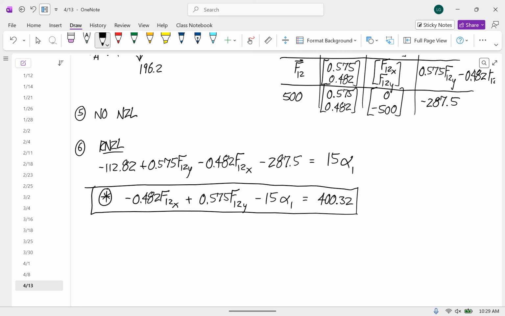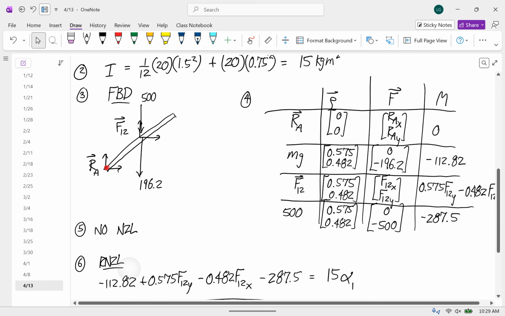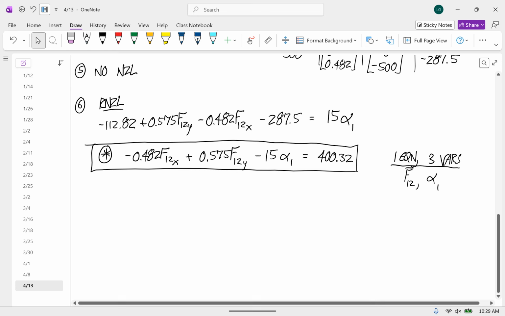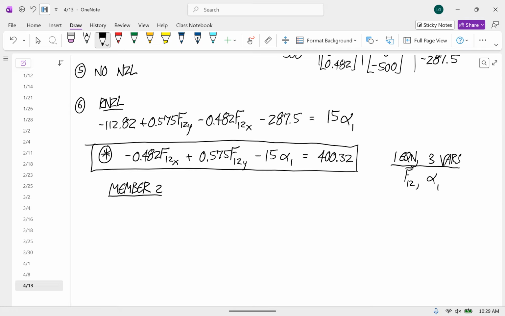Okay, so where are we now? Can we solve anything? No, we have one equation, 3 variables. So there's nothing we can do yet. These are F12 X and Y components, and alpha 1. Okay, so now go on to member 2. And I guess I'll do the same thing. I'll give you a couple minutes, then I'll draw the free body diagram, and then I'll give you a couple more minutes to finish with the equations.